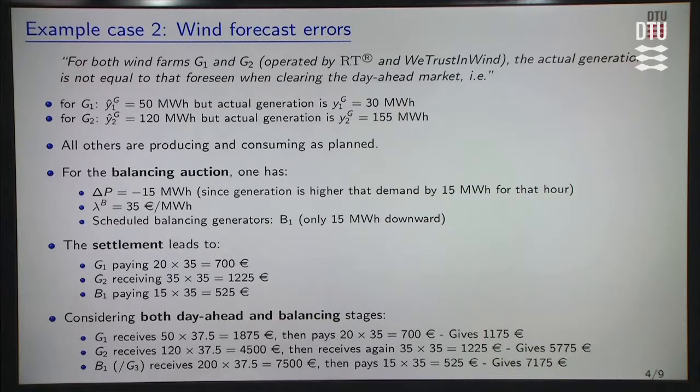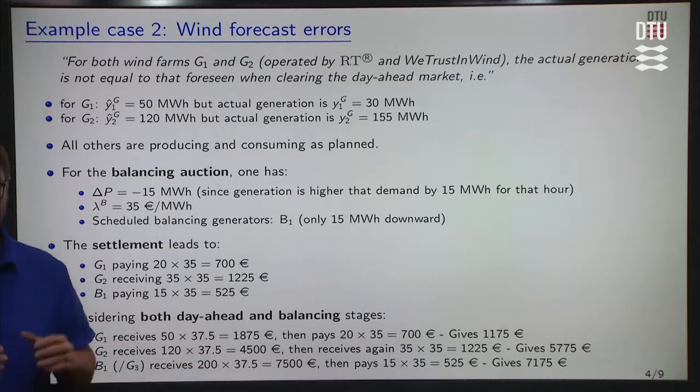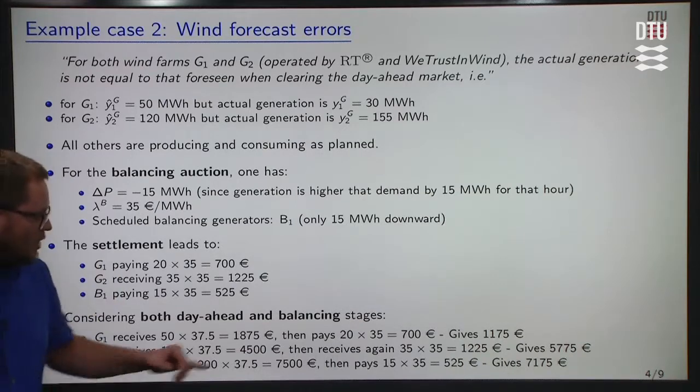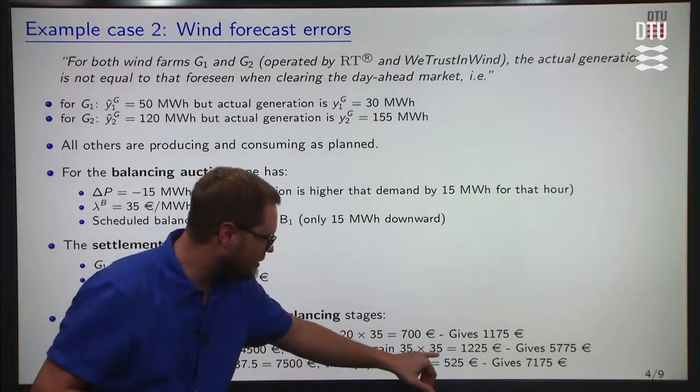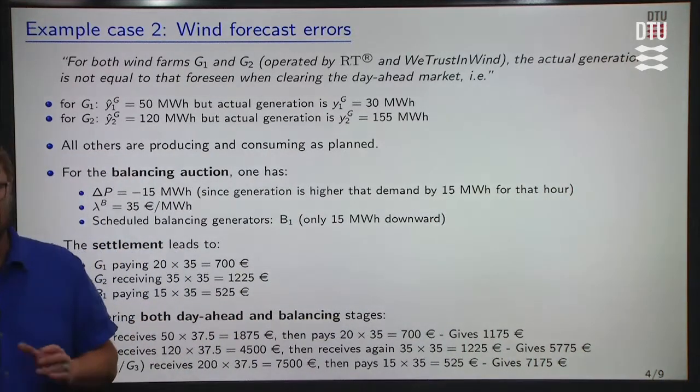On the other side, G2 has received 120 euro times 37.5 equals 4,500 through the day-ahead market, but then receives again for the extra energy 35 times 35 equals 1,225. This gives an overall revenue of 5,775 euro.